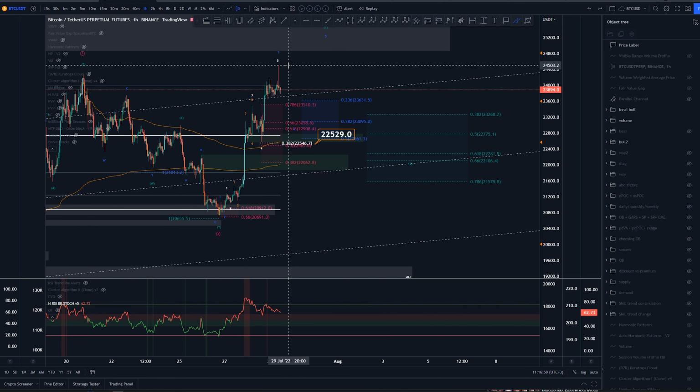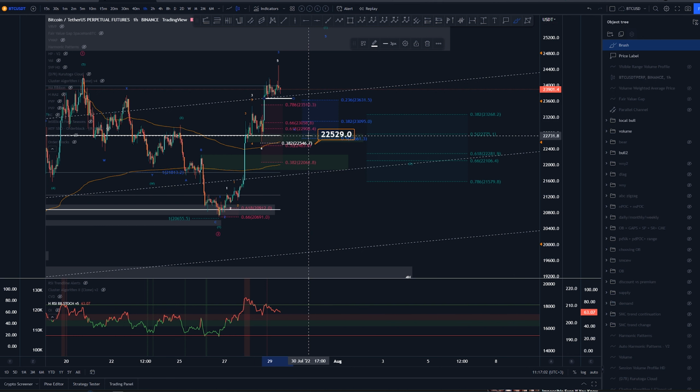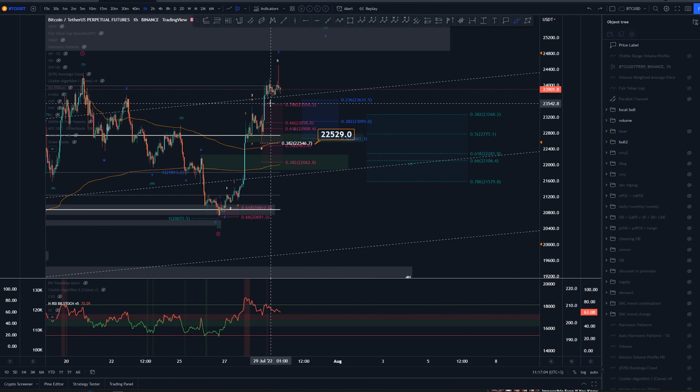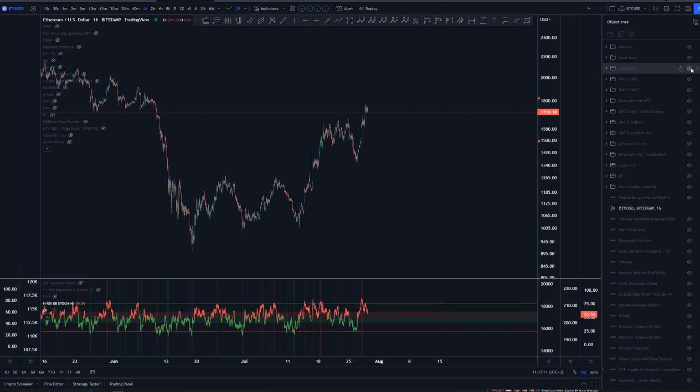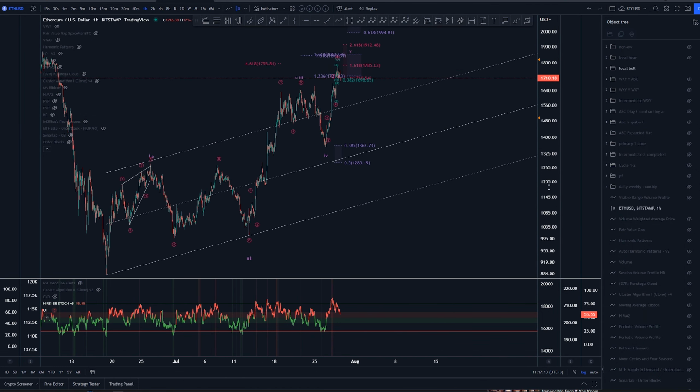Definitely possible to take profits already here. I have not yet taken. I'm most likely taking profits if we are going to be dropping this area here for good, though. We'll see. Now ETH, let's take a look at that bullish scenario here.